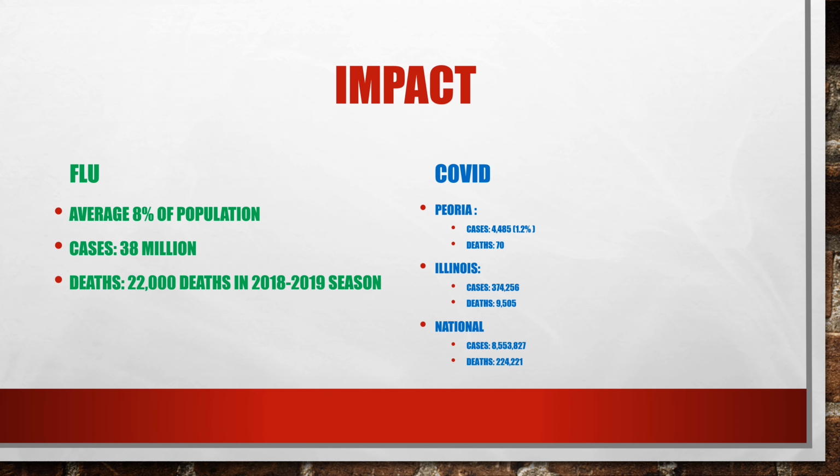And on a national scale, the number of cases is 8,553,827, and the number of deaths is 224,221. So a lot of people have passed away, and this is ever since January of this year. So we can see the severity of COVID-19 and how it's impacted our overall communities on a local scale as well as on a national scale.